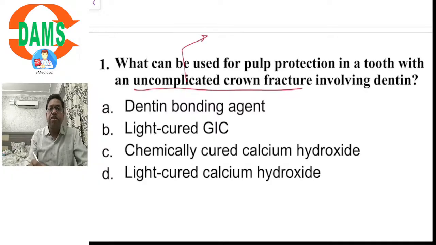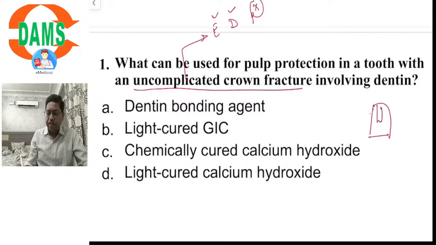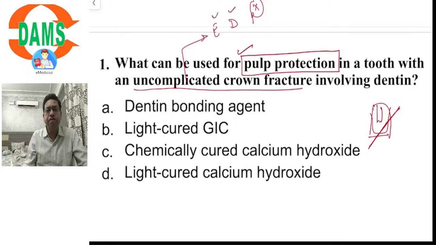An uncomplicated crown fracture simply means there is involvement of enamel and dentine, but no pulp exposure has occurred. So basically, there is a tooth. This is the pulp chamber of the tooth. This is the enamel cap on the tooth, and the fracture line is going like this, involving the enamel and dentine, resulting in an uncomplicated crown fracture. What is the agent used for pulp protection, it is asking. The options are dentine bonding agent, light cured GIC, chemically cured calcium hydroxide, light cured calcium hydroxide.